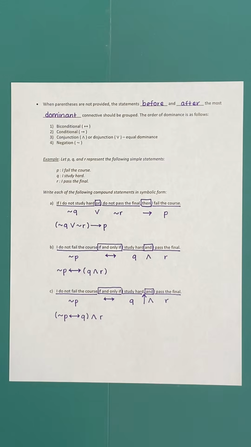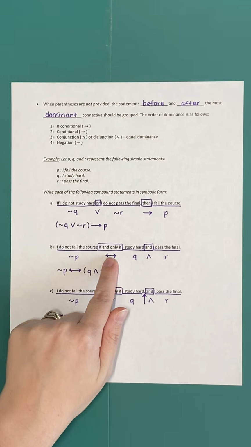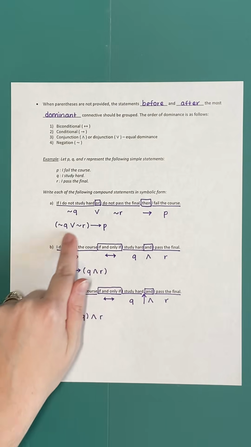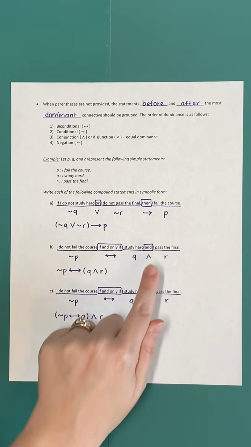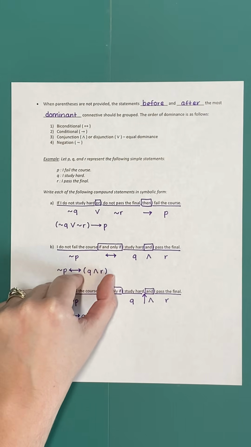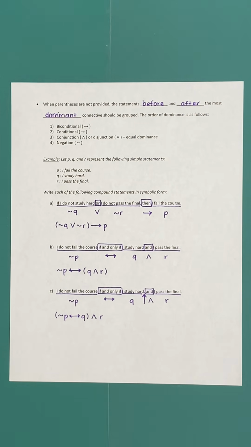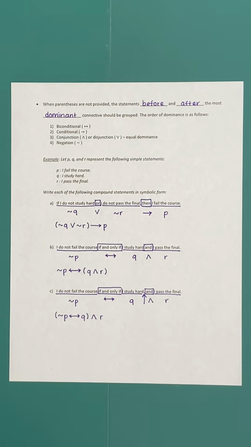Now here we're going to use the rules for dominance because there's no implied grouping from the commas. So the most dominant connective is a biconditional. We have a biconditional in this statement. So that means everything before the biconditional is one thing, everything after is another thing. So I need to put parentheses around the Q and R in order to indicate that that's one unit, and that's going to be the second part, the part after the biconditional. Now again, not P doesn't need parentheses because we don't have to separate it from anything else on that other side of the biconditional. So this is going to be the correct version of our symbolic statement.